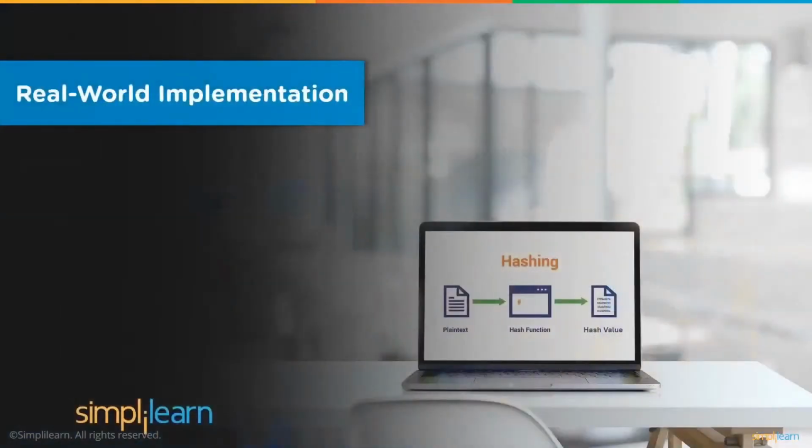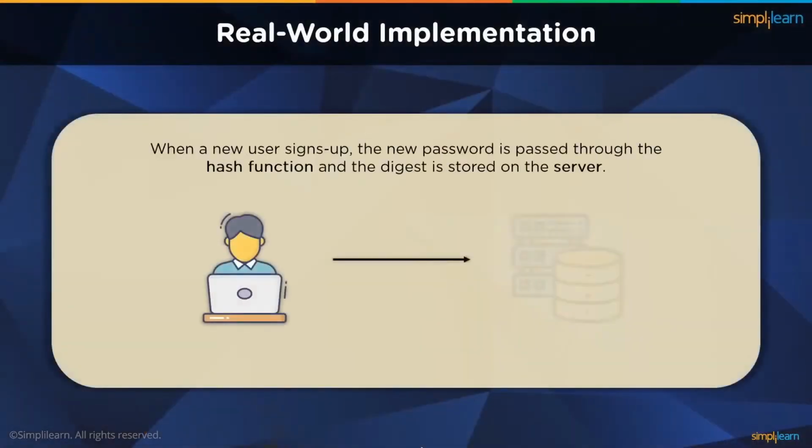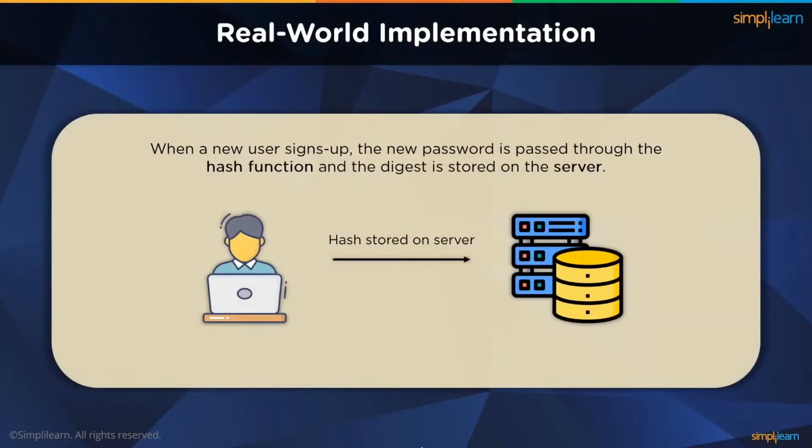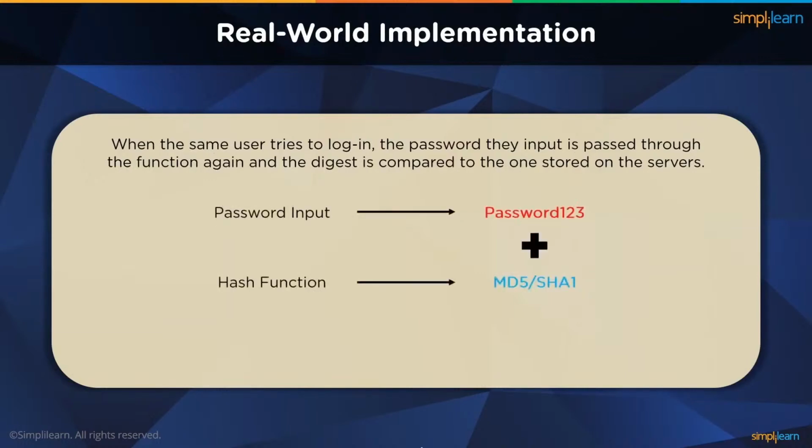Like we discussed earlier, websites use hashing to store the user's passwords. So how do they make use of these hash passwords? When a user signs up to create a new account, the password is then run through the hash function and the resulting hash value is stored on the servers. So the next time a user comes to log into the account, the password he enters is passed through the same hash function and compared to the hash stored on the main server.